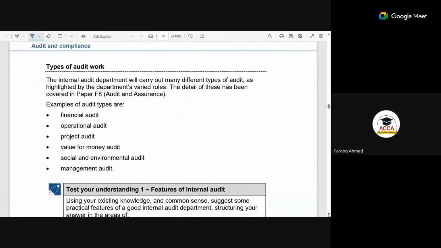The types of audit work. What types of audit work? Financial audit, which is normally what the external auditor does, and then operational audit, project audit, value for money audit, social, environment, and management audit. These are examples of the different types of audit, which you already covered in F8 Audit and Assurance.